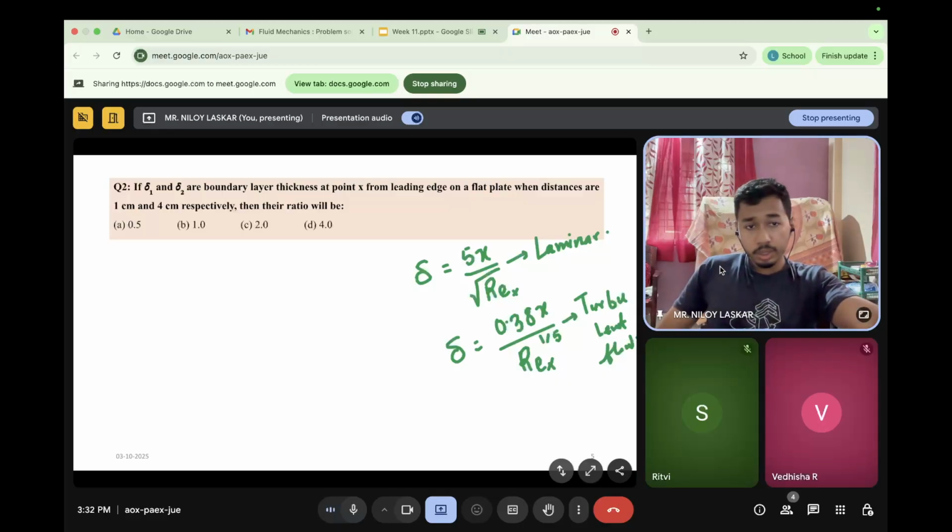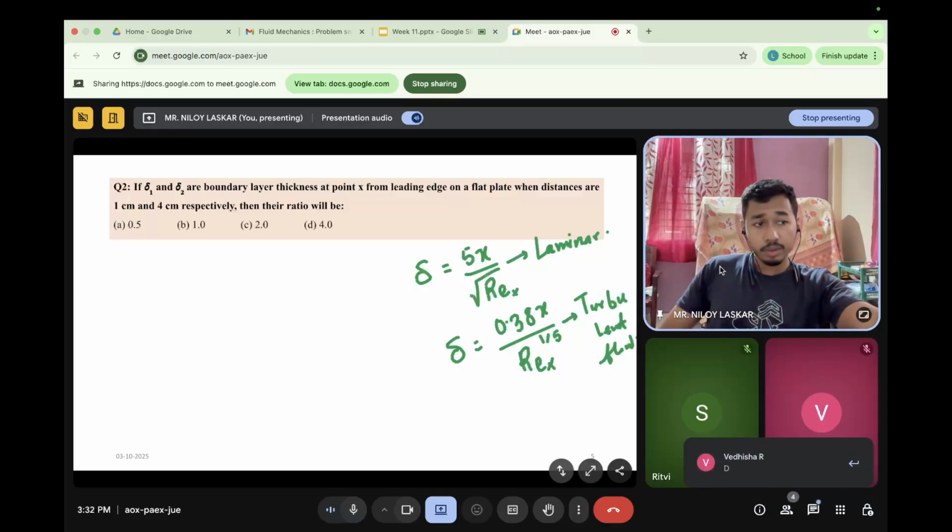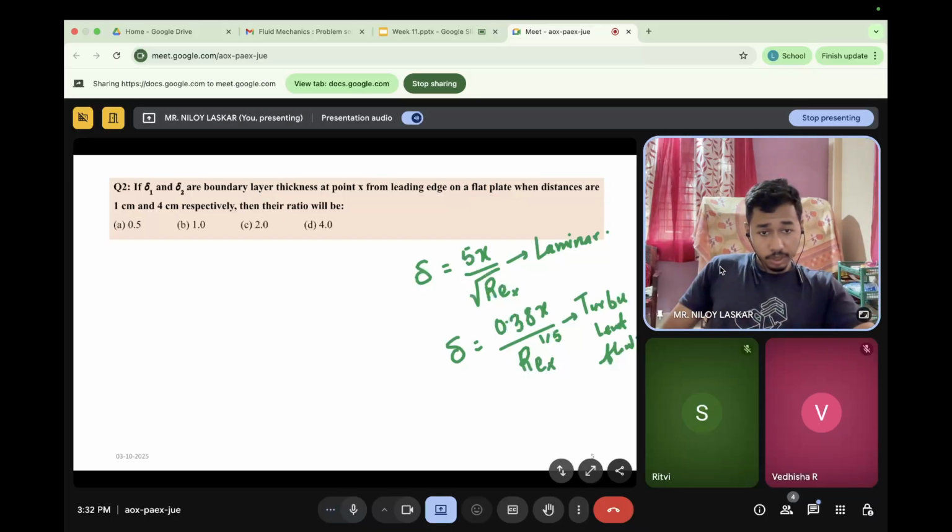Okay, I am solving this one for you. I hope that you have answered option D. Okay, good attempt. What about Ridvi? No response. Okay, let us see.